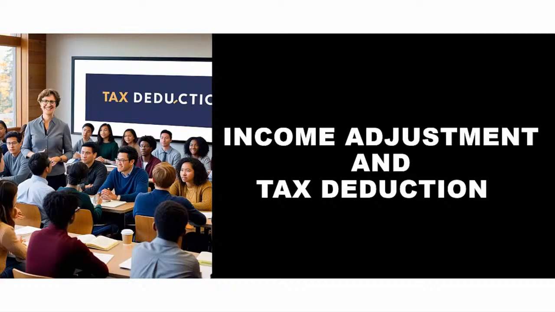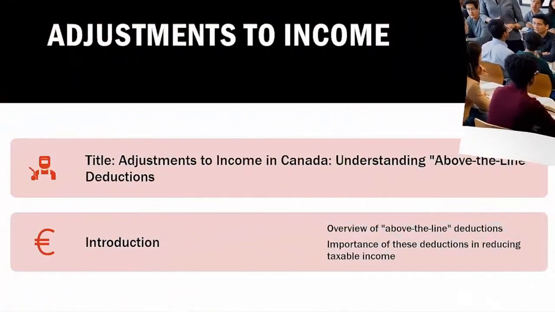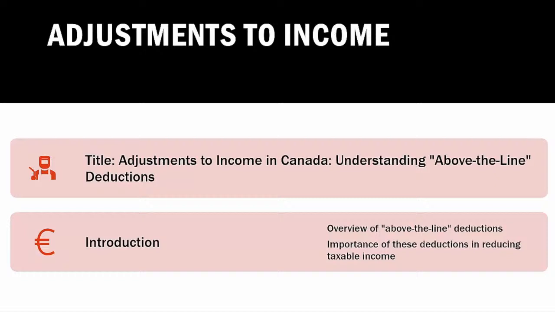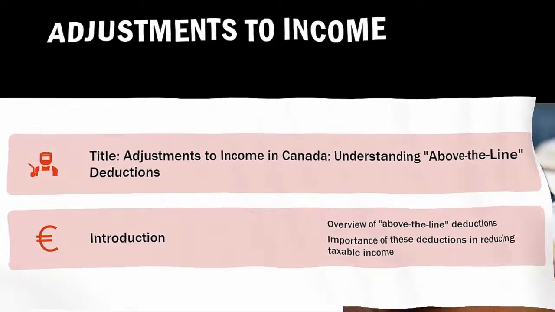Adjustments to income in Canada. Understanding above-the-line deductions. When calculating taxable income in Canada, several adjustments can be made to an individual's gross income. These adjustments, often referred to as above-the-line deductions, are crucial as they reduce the overall taxable income, thereby potentially lowering the amount of taxes owed. Let's explore some common adjustments and provide detailed explanations and examples to make these concepts clearer.